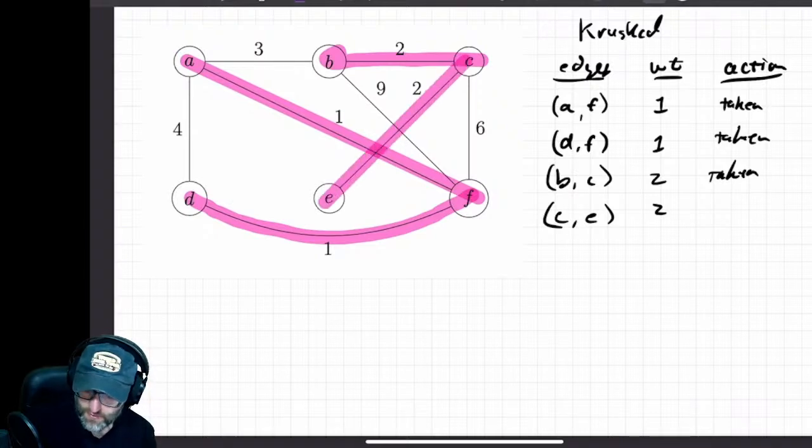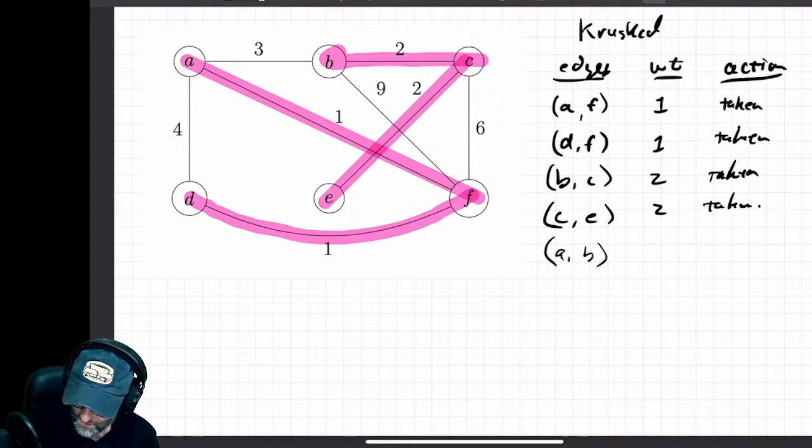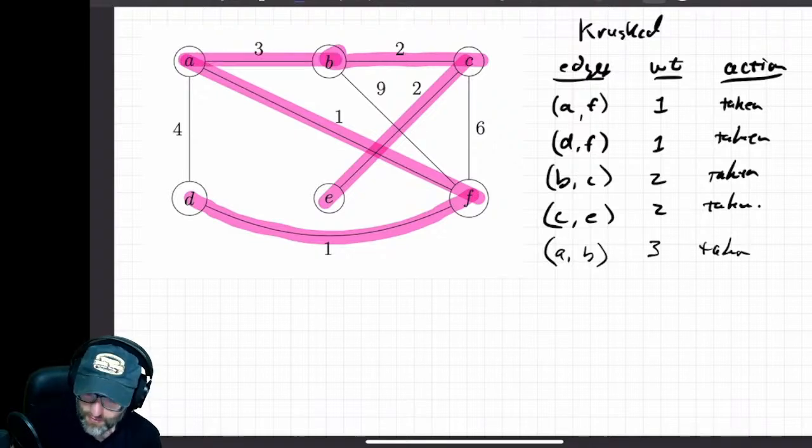In fact, these are still two disconnected components at this point. Even though the way that it's drawn, these edges are intersecting, they're still two different components. A, F, and D, and B, C, and E are disconnected still. So, taken. There we go. The next one we would consider is also the last one, because it's going to connect A and B with a weight of 3. Taken. And we're done. Now they are in one connected component. And you can see that it's actually just a line, right? But a line is still a tree. And so that's where we stop our algorithm, right?